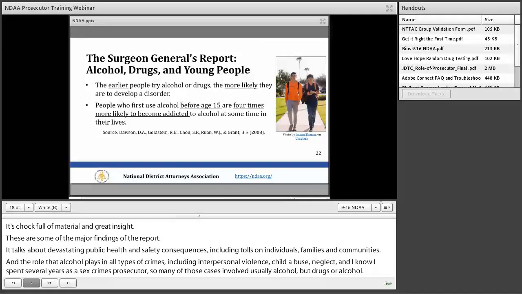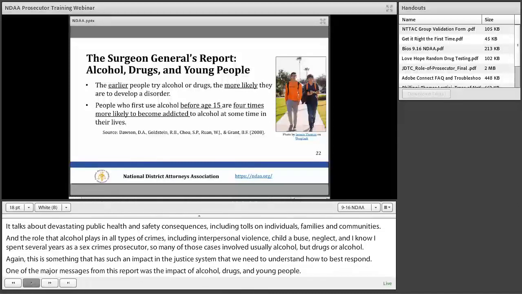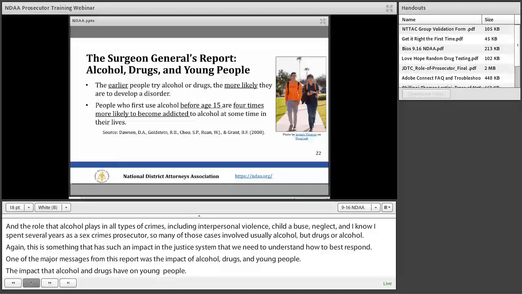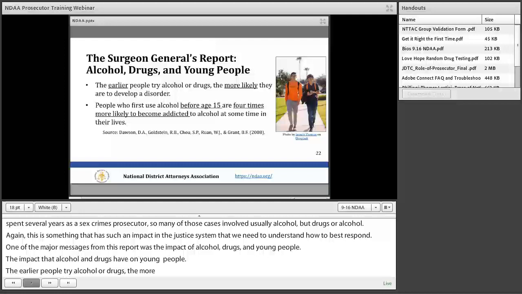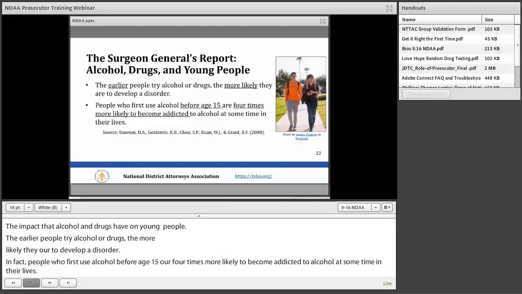One of the major messages from this report was the impact that alcohol and drugs have on young people. The earlier people try alcohol or drugs, the more likely they are to develop a disorder. In fact, people who first use alcohol before age 15 are 4 times more likely to become addicted to alcohol at some time in their lives. I wish somebody would have told me this, but then again, I was a very headstrong, rebellious 14-year-old, but it's one of the risk factors.